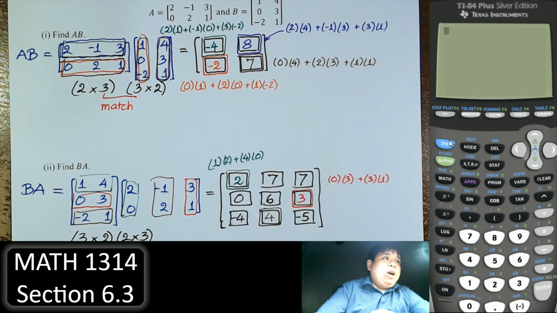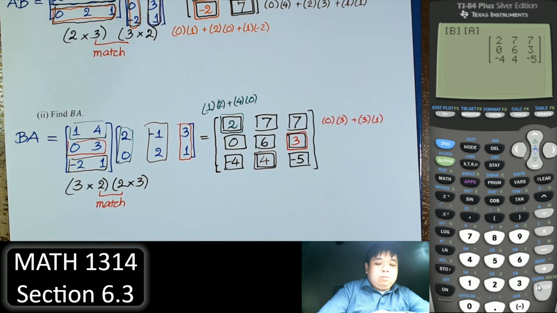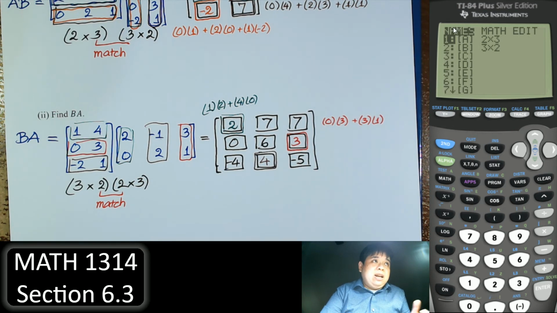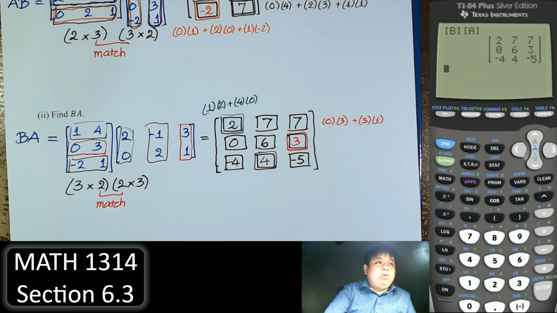Now, if we have B times A, that's what we have. So we store the matrix first into edit, and then under names we'll recall it, and we just enter on the home screen.